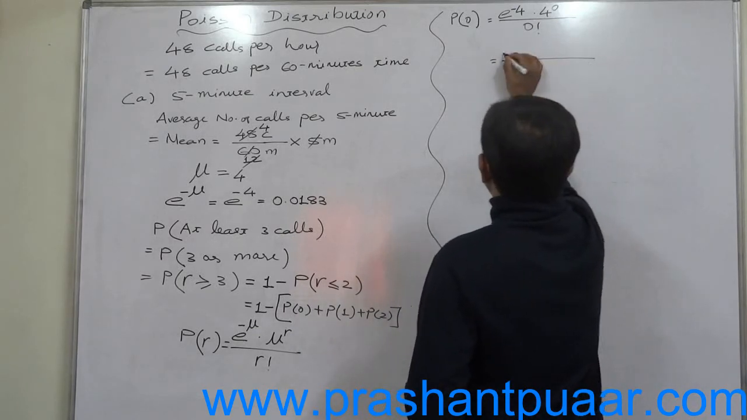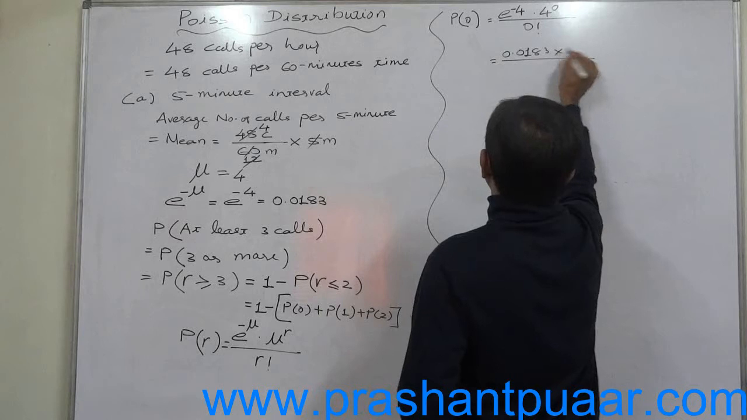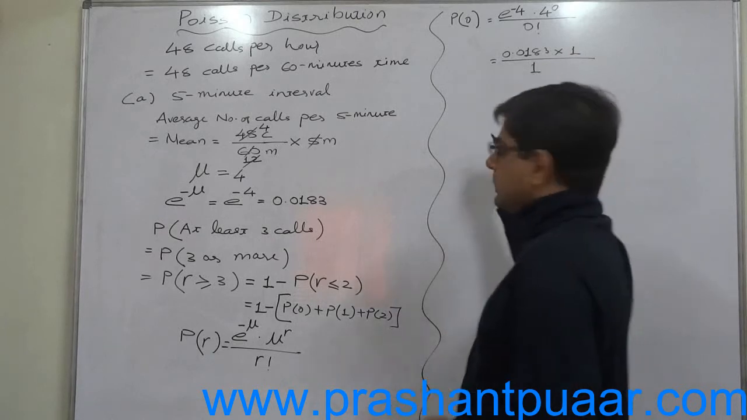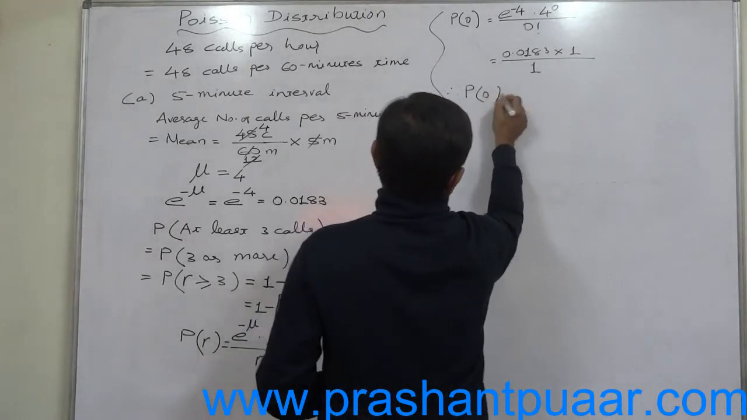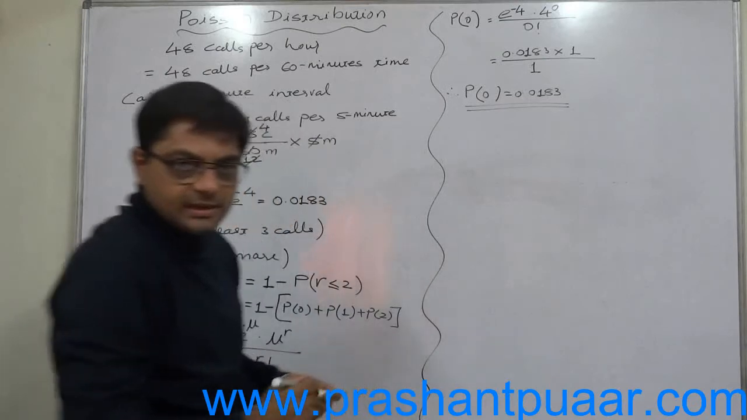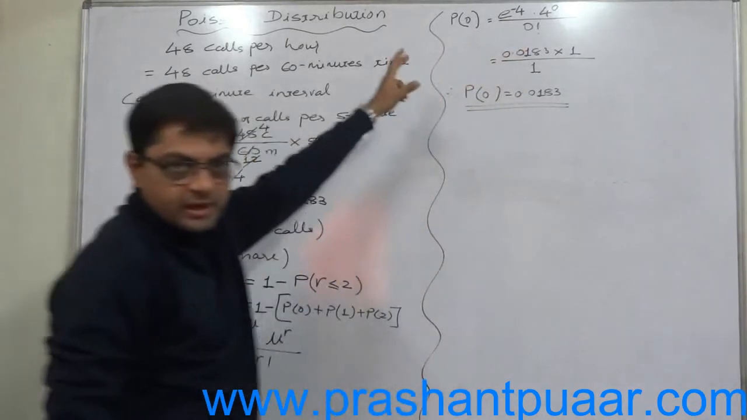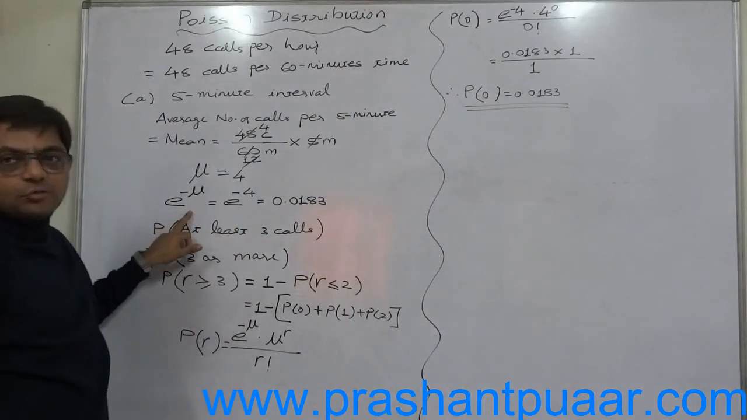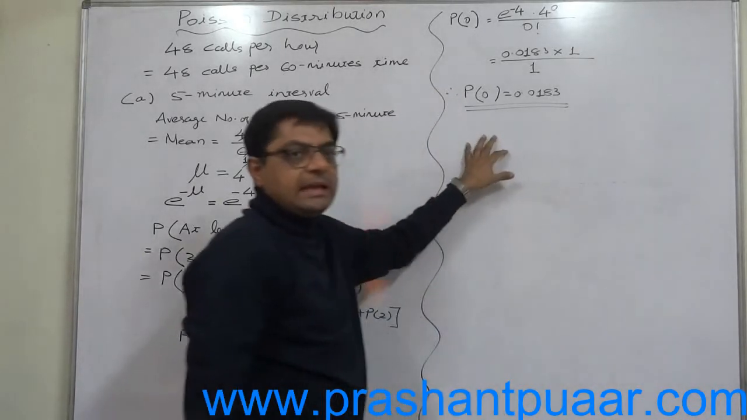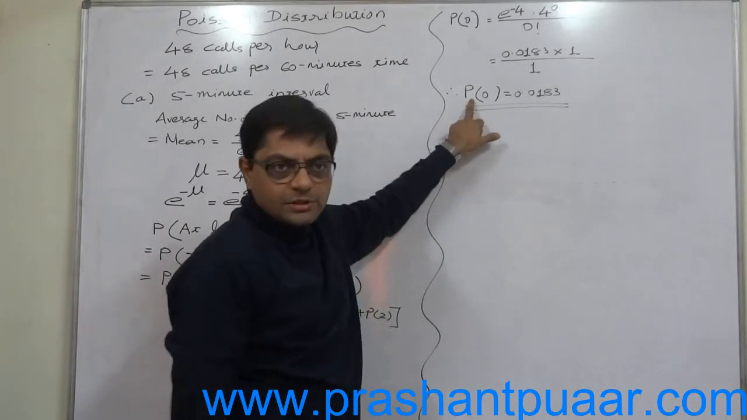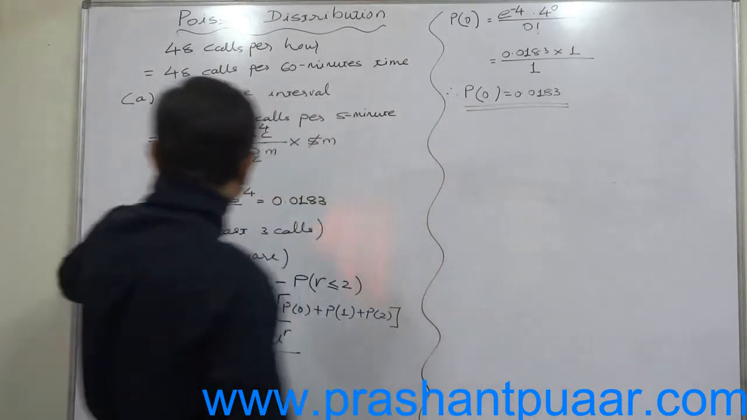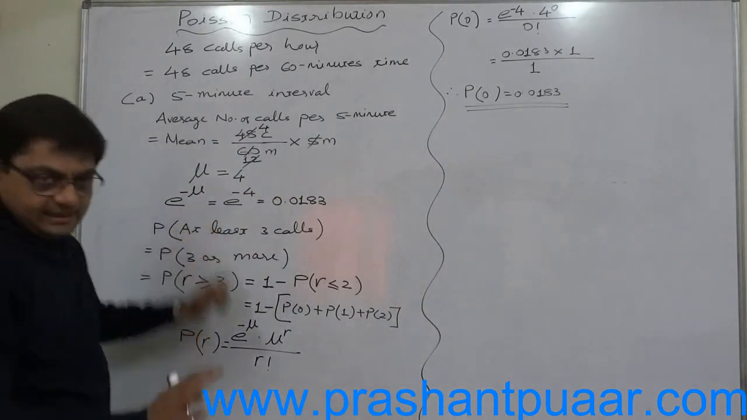That means 0.0183 into, now anything raised to 0 becomes 1, and we know that 0 factorial is also 1. So P of 0 comes to 0.0183, and 0.0183 is actually the value of e raised to minus 4, and e raised to minus 4 is e raised to minus mean. So we can derive a general conclusion that every time in case of a Poisson distribution, P of 0, that means P of no occurrence or P of none, is ultimately e raised to minus mean in that particular case.